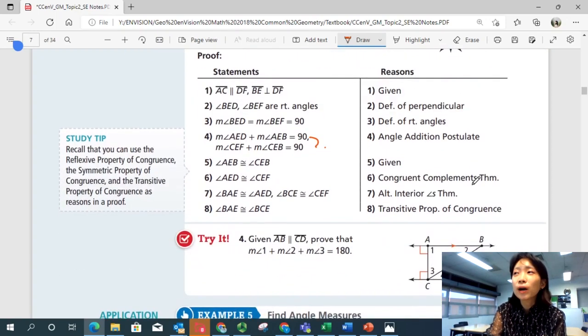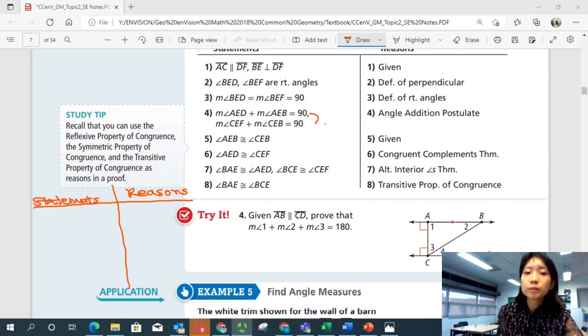Okay, try number 4. Given that line segment AB is parallel to line segment CD, you'll prove that the angles 1 plus 2 plus 3 would equal 180 degrees. It makes a triangle, right? The interior sum of the triangle would be 180 degrees. But how would you prove that using the given information? See if you can prove it by yourself. Come back when you're ready for an answer.